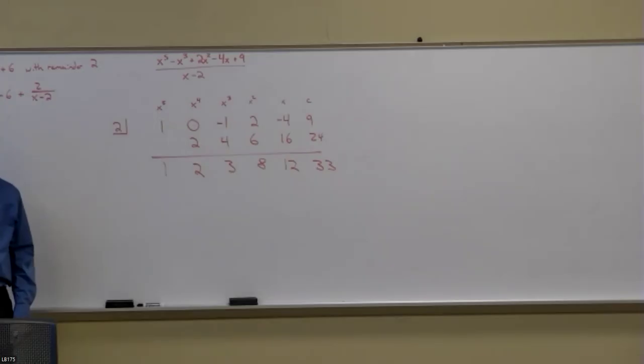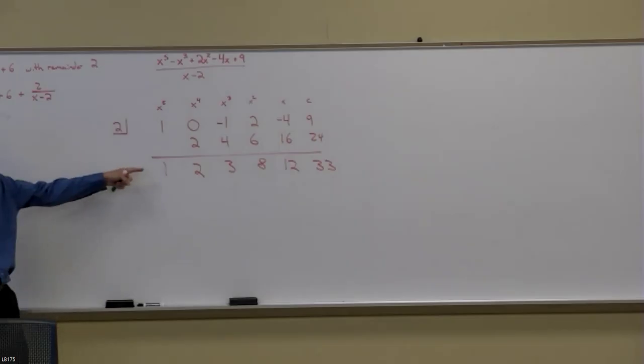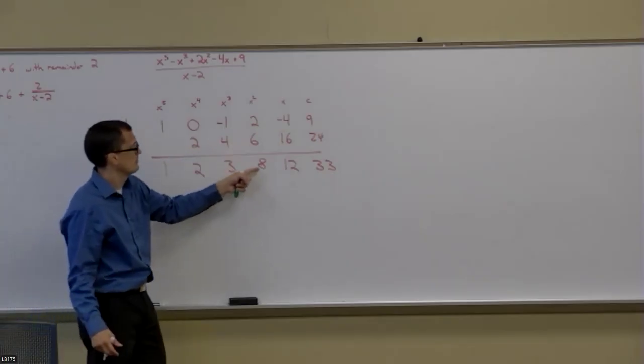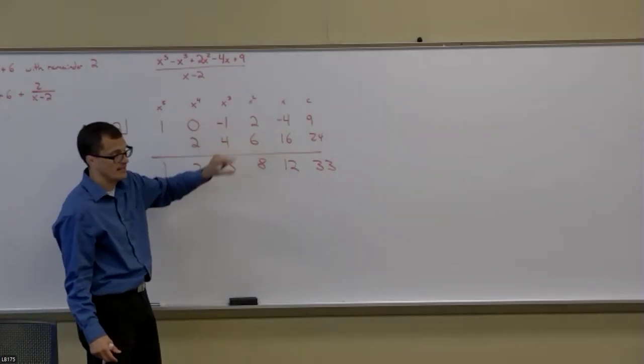Okay, follow that? So it's that quick when you can do it. So multiply by 2 on the bottom, put it there. Multiply by 2, multiply by 2, multiply by 2, and then just add.